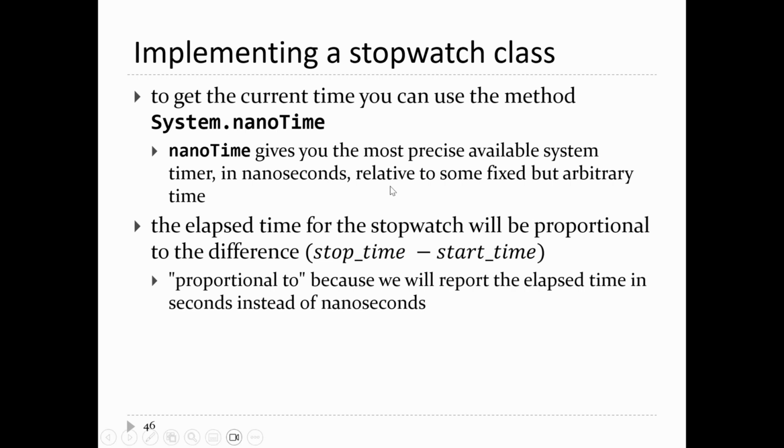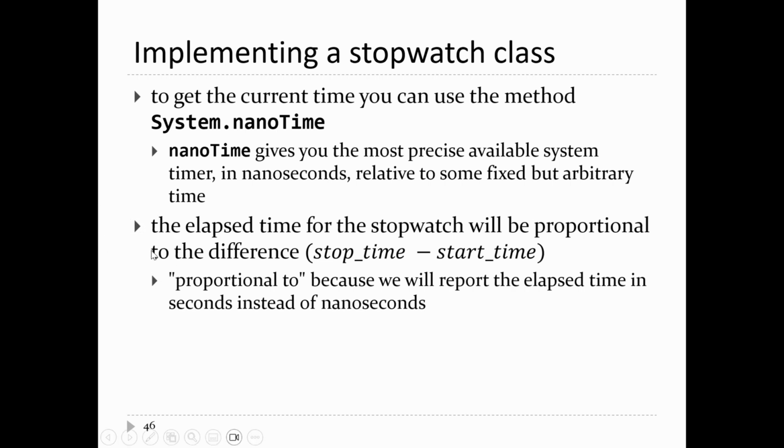Now the problem with this is that it doesn't give you a time like 12:05 Eastern Standard Time. Instead, it just gives you back a number. It gives you back a long integer value, and that's the number of nanoseconds since some fixed arbitrary time. In other words, what you end up getting back is some positive or zero value for the current time, and it's the number of nanoseconds since some point in time that you don't know.